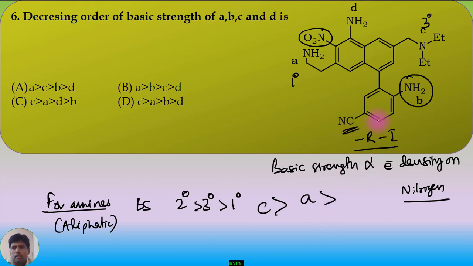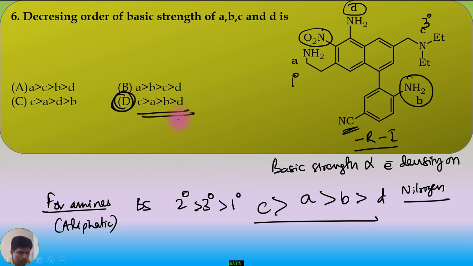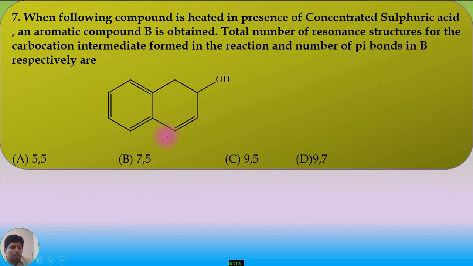So as a consequence, for NH2 at D, the electron density on this nitrogen is decreased, so the basic strength is less. So it will be B here and then D. So this order we can find it in option D. That should be the answer. Let us move on to next question.